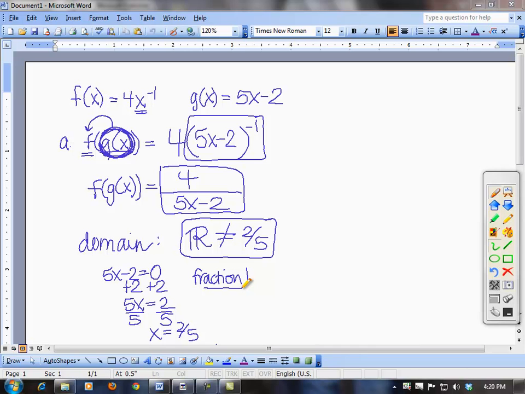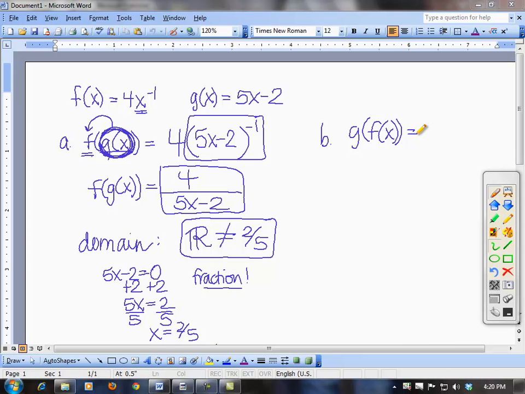Now I'm going to do part B because we're dealing with the same fraction. I'm going to put part B here next to it. And then we'll draw a line kind of halfway through our page and do the other one on the bottom. If I look at this, they now want you to go backwards. What is g of f of x?